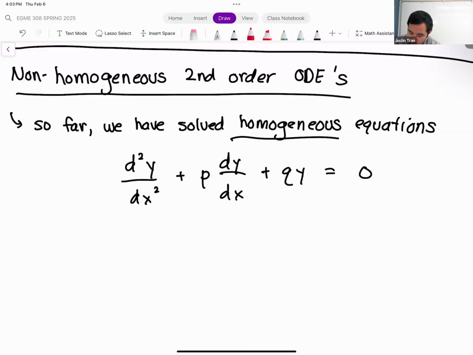If you recall, homogeneous basically means that the right-hand side of this equation is equal to 0. Today we're going to lift that assumption and consider cases where this is non-zero. So instead of this whole thing equal to 0, it's going to be equal to some arbitrary function of the independent variable, which we'll call R of x. One key point here is that this right-hand side function should not include y at all, so it's only a function of x.